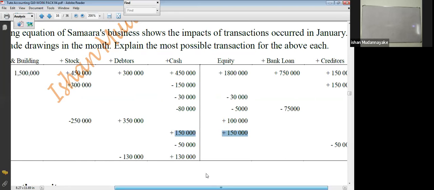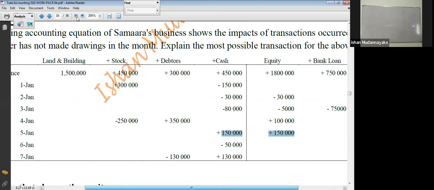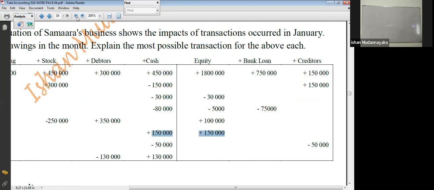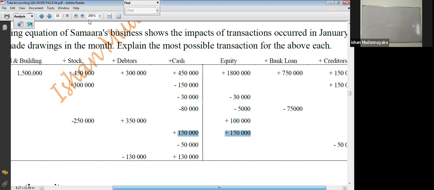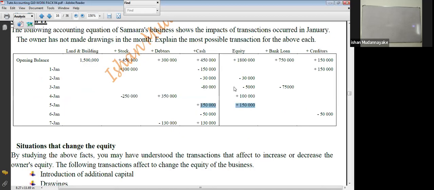Clear? So can we take owner investor? Yes, right. Owner invested 150,000 to the business, 150,000 additional capital. Owner invested additional capital of 150,000. Ah, yes, this is not correct. Can 250,000 worth of stock be sold to debtors? Yes, correct. Right, 5th January, owner provided additional capital of 150,000 to the business.